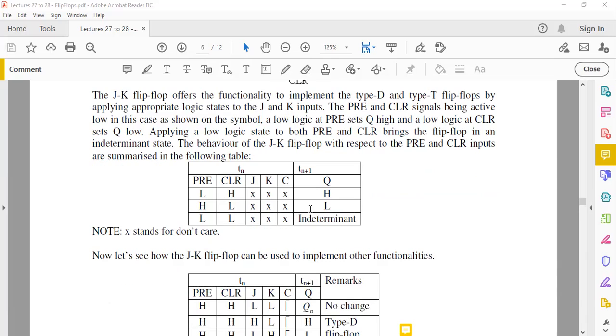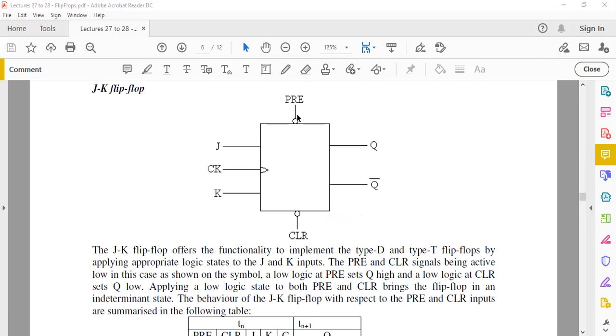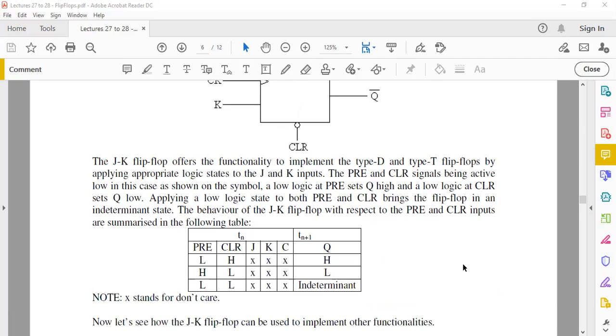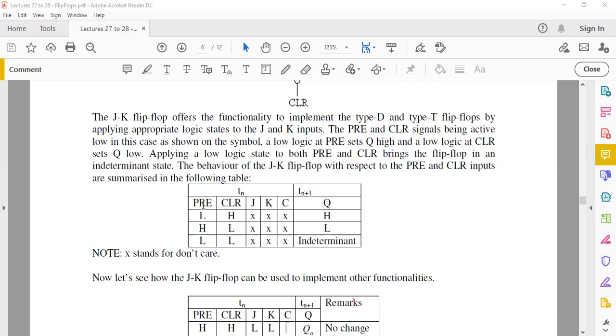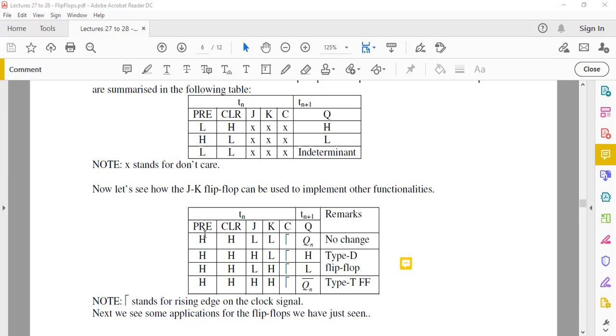Okay, so in this truth table, you can see J, K, and the clock are all don't cares here. This is simply saying what happens when you set the state using the preset and the clear. When your preset is low, you're setting your output. When your clear is low, you're clearing the output, and when both are low, it's an indeterminate state. You don't want both to be low, and when both are high, as shown here, this is where your device starts functioning as a JK flip-flop.